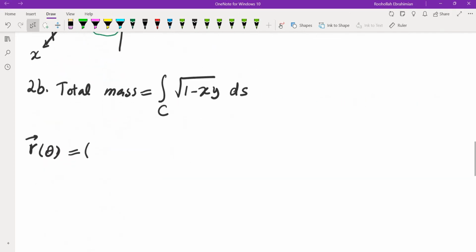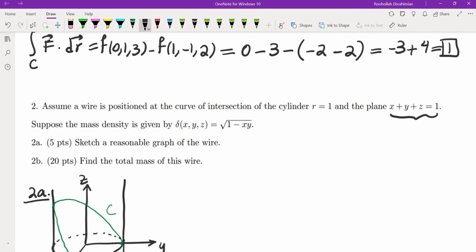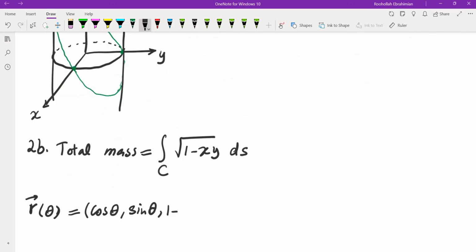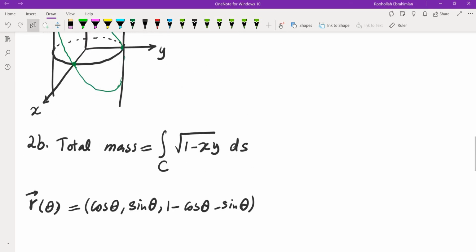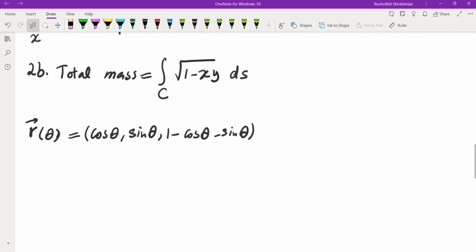So if you look at the curve, it's on the cylinder. So the x coordinate would be cosine, y coordinate would be sine of theta, and z coordinate is evaluated from this one. So z is going to be 1 minus x minus y. So this is our xyz. Next, we're going to have to find ds. ds is magnitude of derivative. So let's take the derivative of this r.